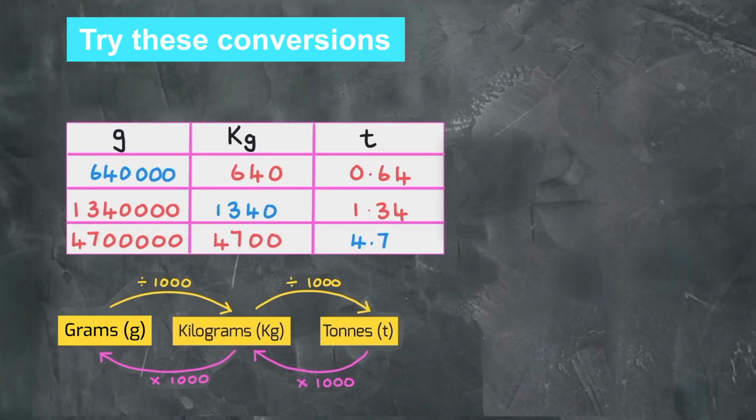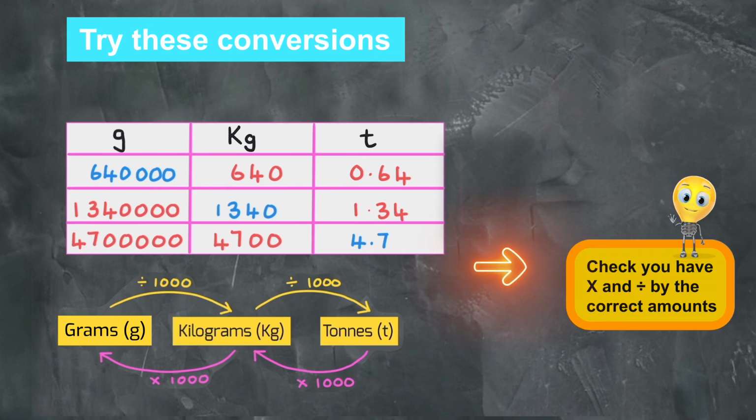Hopefully you got all of these answers correct. If you made any errors, you should check that you have multiplied and divided by the correct amounts, as this is usually where people can make simple errors.